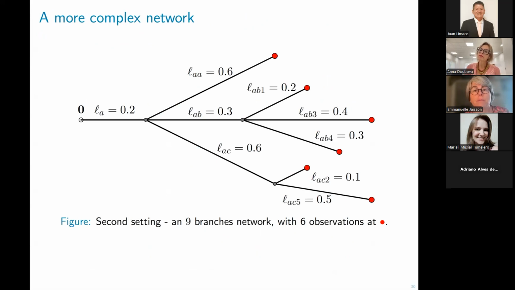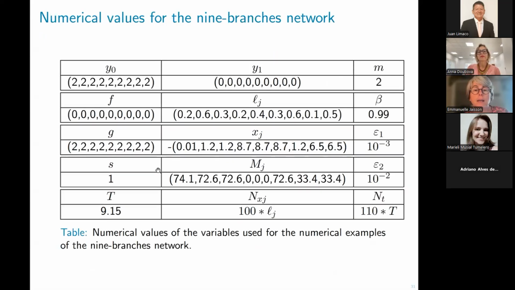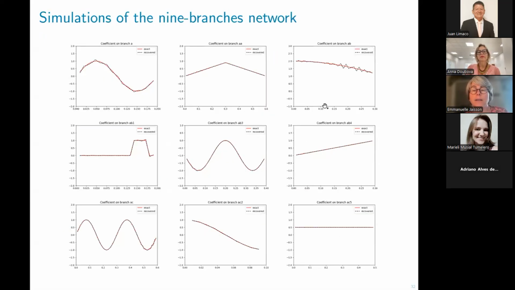Here it's a much more complex network with 9 branches and only 6 observation leaves. And you can see that we managed to recover all the potential here.